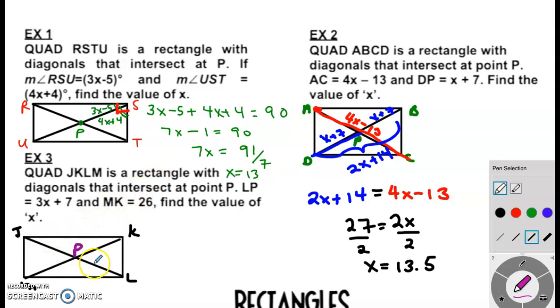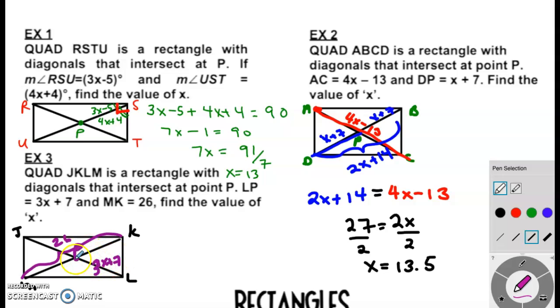So LP is 3x plus 7, and MK is 26. So actually, this is exactly the same type of problem we just did. MK is the full length of the diagonal. LP is only half of it. So what I would have to actually do here is the same thing.